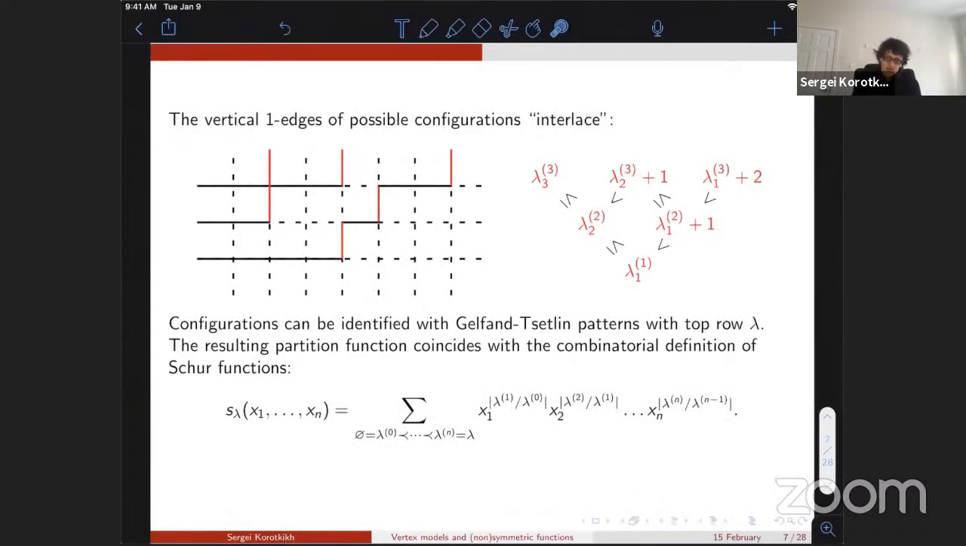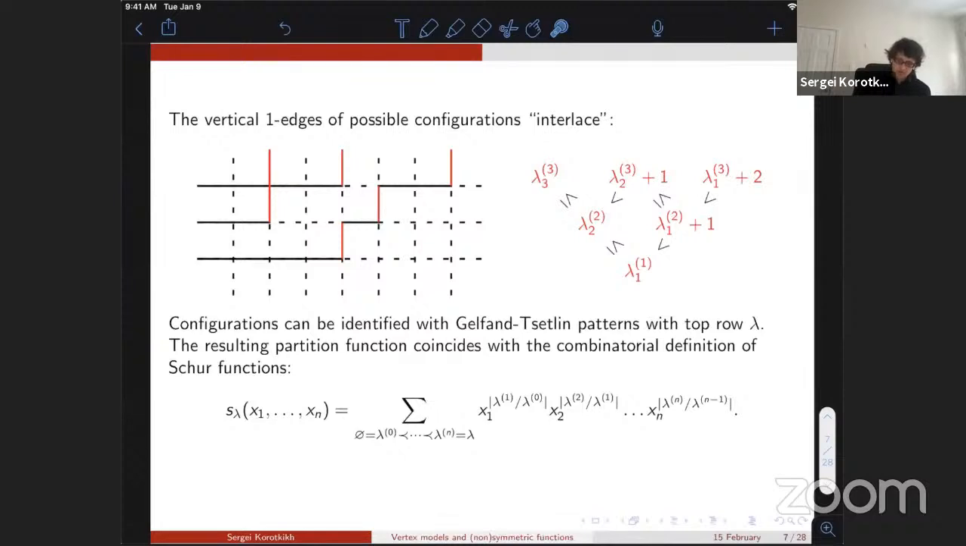Namely, if I draw my configuration of this vertex model as a collection of up-right paths, then one can see that vertical segments of these paths interlace in a certain way. And the positions, the numbers of columns of these vertical segments, will give us the so-called Gelfand-Tsetlin pattern, where it will be somehow shifted because I have considered initially some shifted model, and it will have some strict inequalities going in this direction and non-strict inequalities going in this direction.